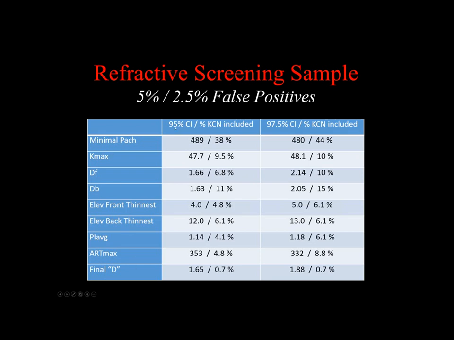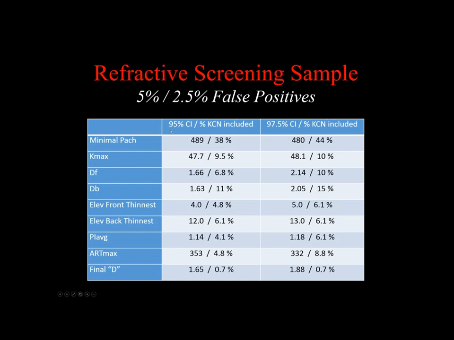And what would happen with each of these parameters? Well, for me to accept 95% of my normal populations, if I use minimal pachymetry in the screening, I would also include 38% of my cones. And what you'll notice here is some of these aren't bad, but Kmax, I would include 10%. But if you look at what the final D is, you'll see it performs dramatically better than any single parameter.